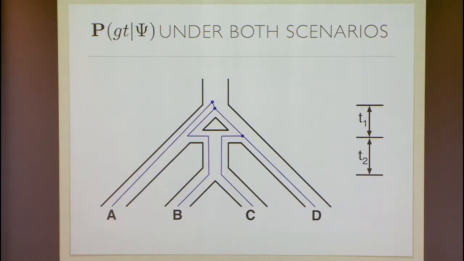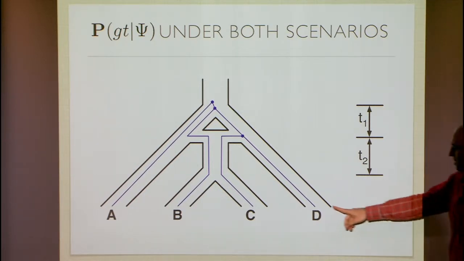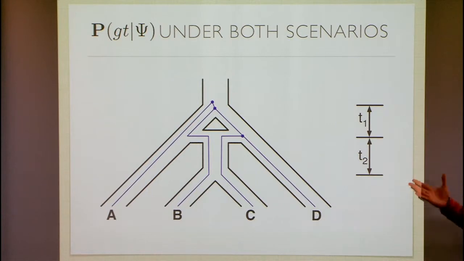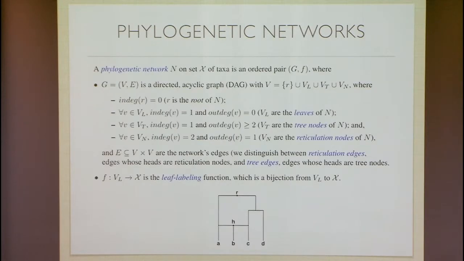Okay. So the question is, what happens when we say, okay, we have hybridization and incomplete lineage sorting. Now, what is the probability of this gene tree growing inside this evolutionary history? So the first thing is that when we have hybridization, the evolutionary history of species is no longer a tree, and we have to go to phylogenetic networks.